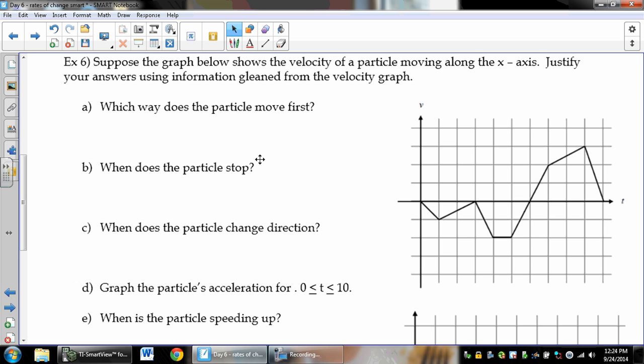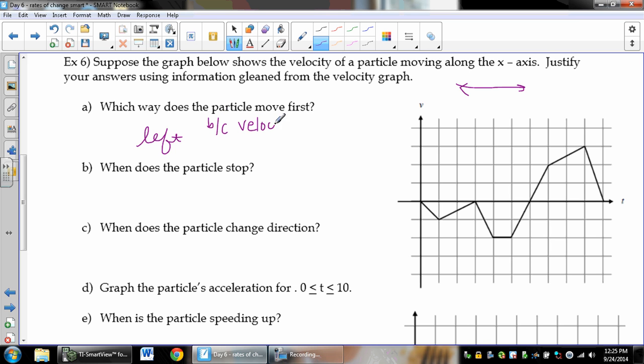So first thing they want to know is which way does the particle move first? The movement of the particle is indicated by the sign of velocity. At first here, my velocity is negative. Since it's moving along the x-axis, it's moving left and right. So negative velocity means it's moving to the left. The reason we know that is because the velocity graph is initially below the x-axis. Can't spell, this would help. X-axis, there we go. Okay?